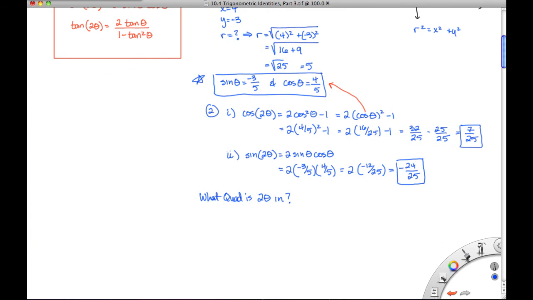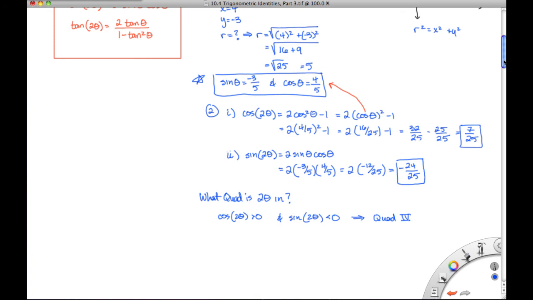Well, we could answer that question by looking at the fact that the cosine of that angle, 2 theta, is a positive number, and that the sine of the angle in question, 2 times theta, is a negative number. So what quadrant is the cosine positive but the sine negative? Well, we know that this is going to be quadrant 4. So quadrant 4. Because that's where our cosine is positive and the sine is negative. So this is the type of problem you might run into with the double angle.